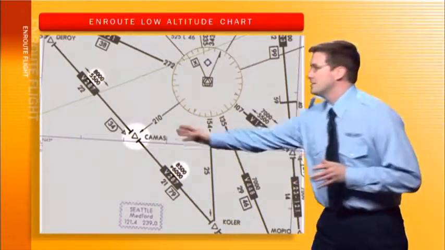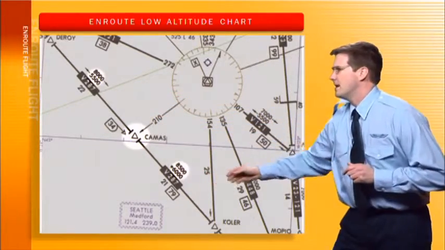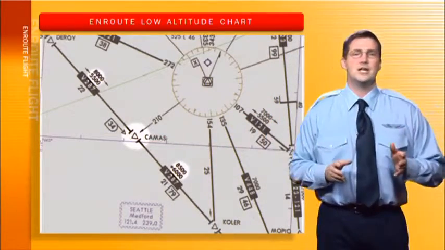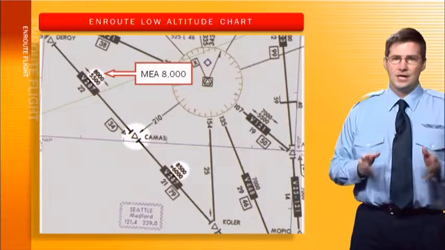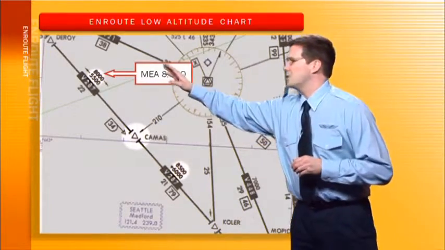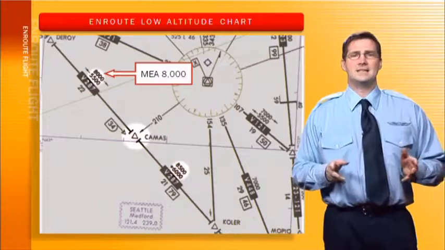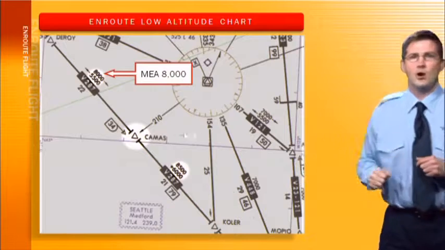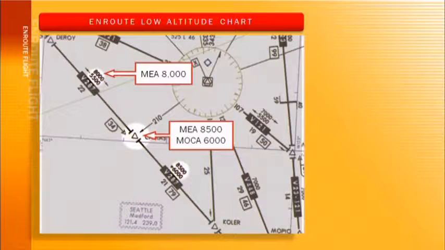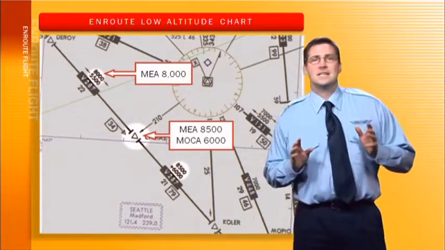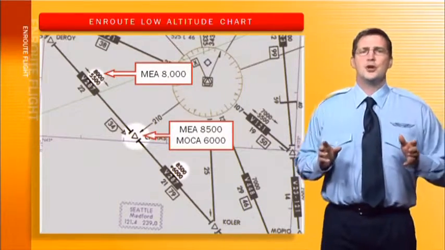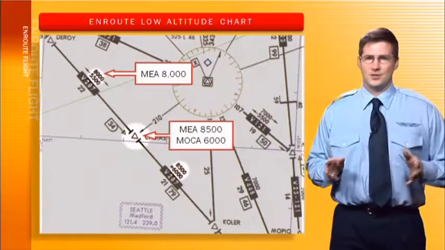A fix identifies a changing point, like an MEA change, after passing the fix. Now, traveling southeast along Victor 287, you see that right here, Camas intersection is identified in part by the intersection of the 210-degree radial. Notice how here the MEA is 8,000 feet with a direction indicating which way that altitude applies, and after Camas, the MEA jumps to 8,500 feet. Now, the MOCA also changes, jumping from 5,500 feet up here to 6,000 feet after Camas intersection. If you see this scenario on a route that you're flying, you want to start gaining altitude prior to crossing Camas so that you can be in compliance with the new route segment as you cross over.